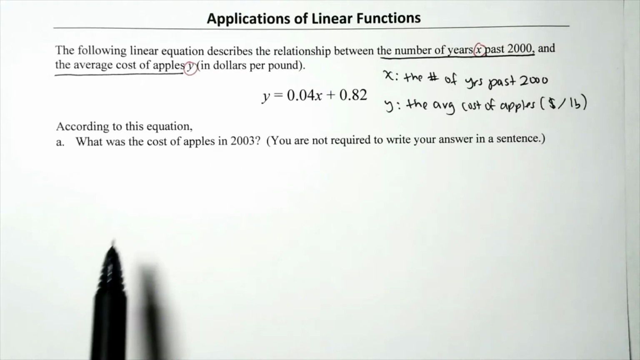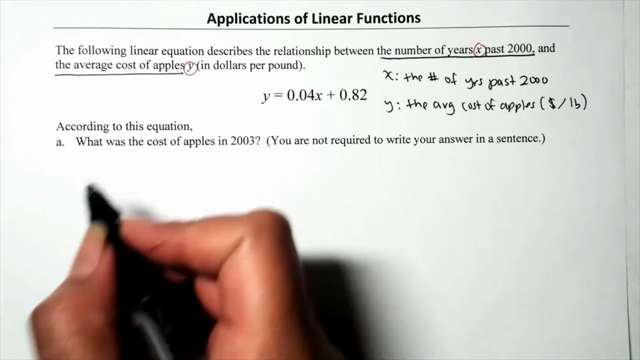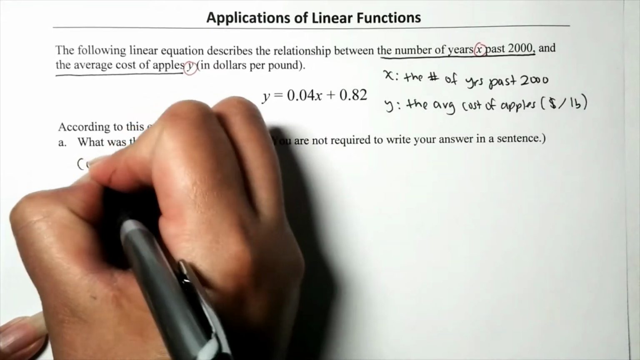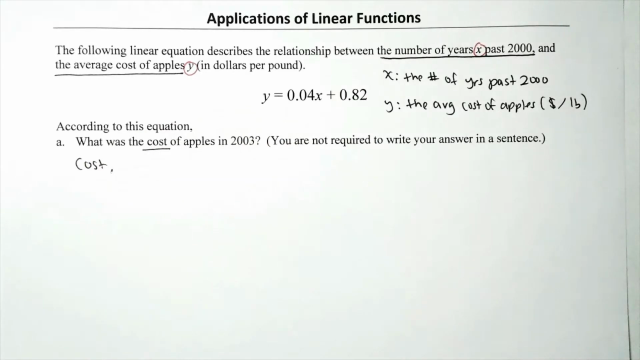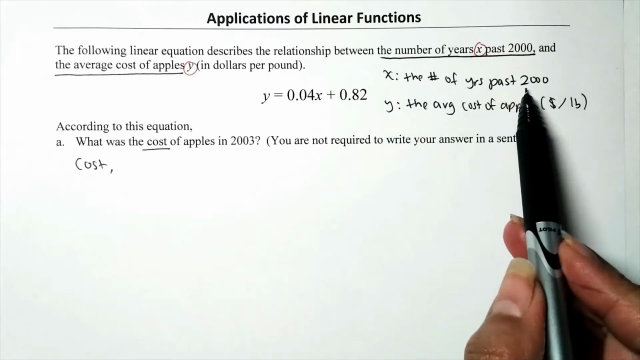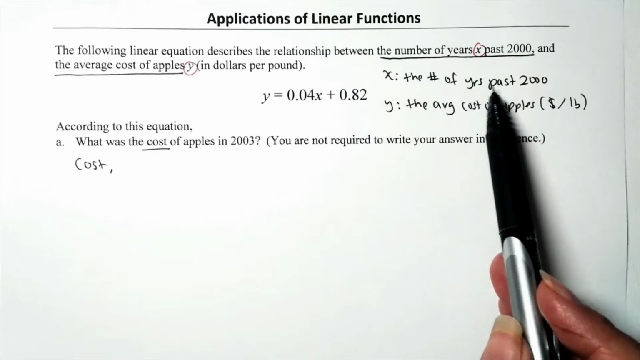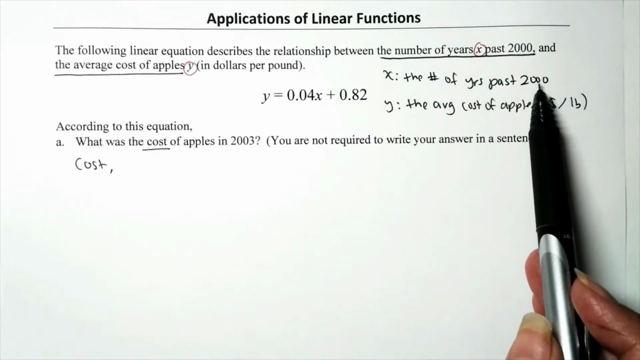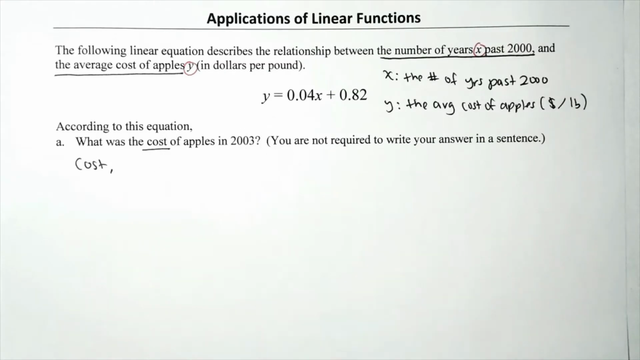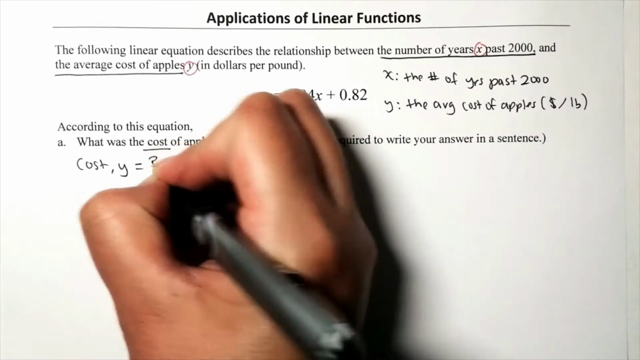So I'm gonna write down what I am asked to find, and then I'm gonna write down what's given. What was the cost? So this is my thinking. Cost, is that the x or is that the y? Well, x represents the years past 2000, and y was the average cost. So the x is associated with the years past 2000, and y is associated with the cost. So this is me brainstorming. Cost, which is y, equals, I have no idea.